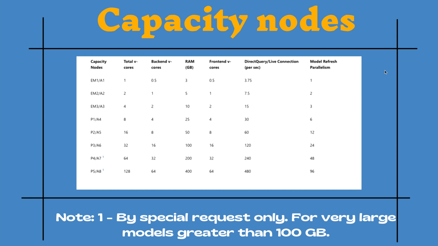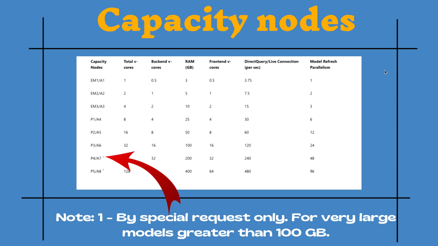Now let's discuss the capacity nodes. As you can see on my screen, there are capacity nodes, like I mentioned at the very beginning of this video: EM1, EM2, EM3, or A1, A2, A3, you can say. EM is the representation for embedded. For embedded we also need these capacity nodes, and the license is linked with Azure. In terms of Power BI capacity, Premium is going to be P1, P2, P3 up to P5.